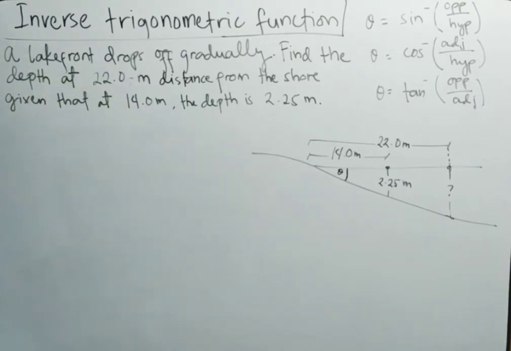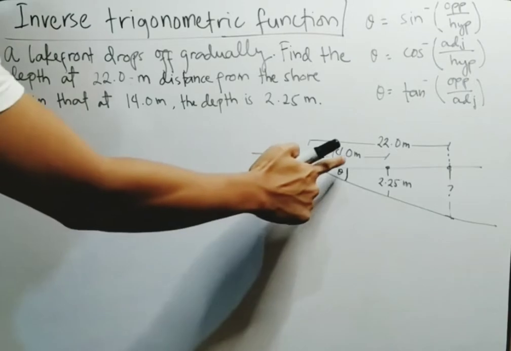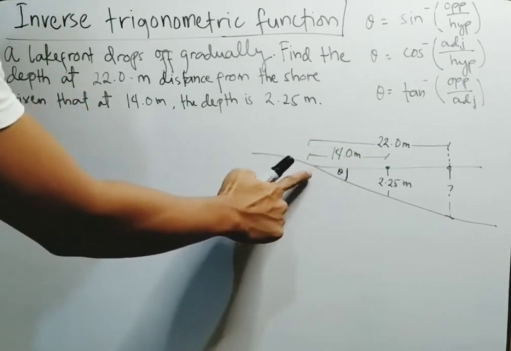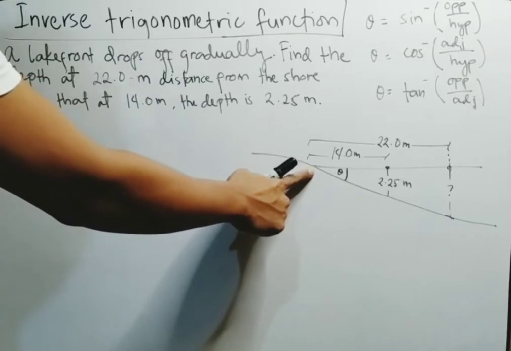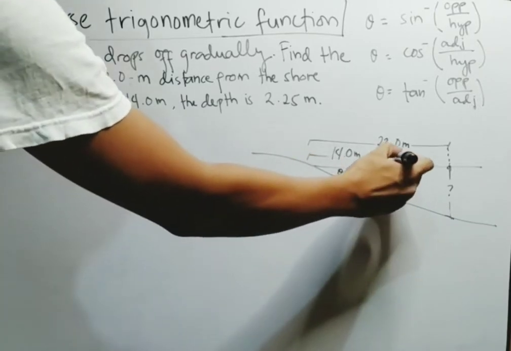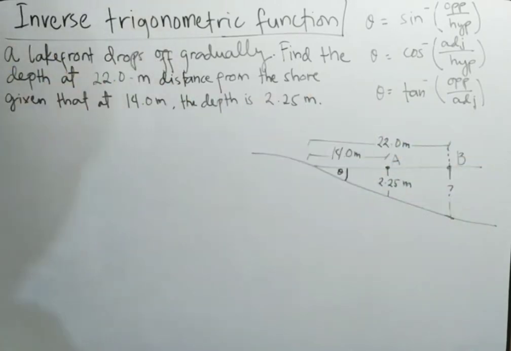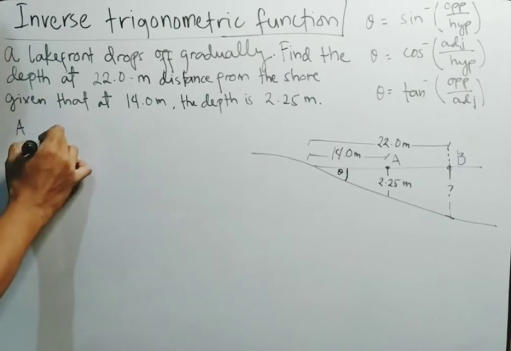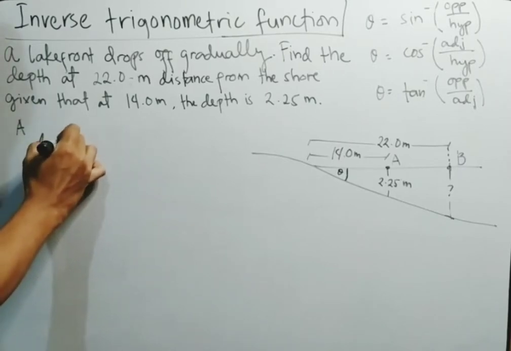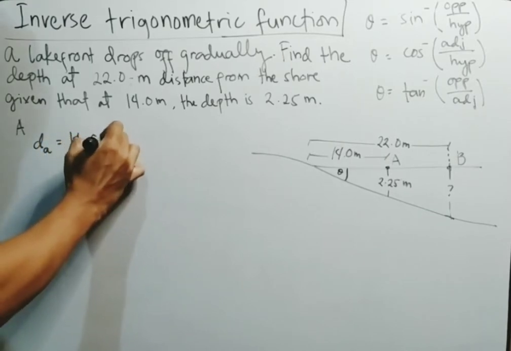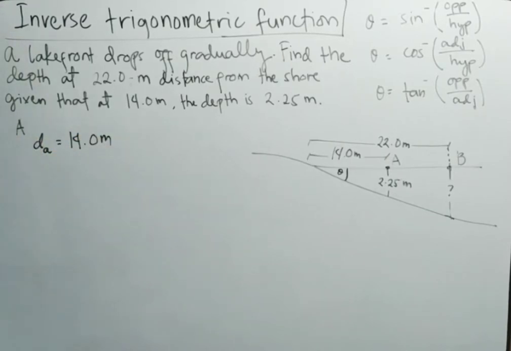Okay, so first thing to do is to identify what are the givens that we have. So we have here 14 meters, that's the distance mula dun sa shoreline. Let's call this position A. Let's call this position B. Okay, so at A, we have the distance, let's call this D sub A is equals to 14.0 meters. Okay, at ang lalim naman at location A is 2.25 meters.